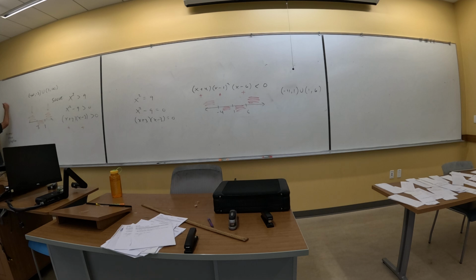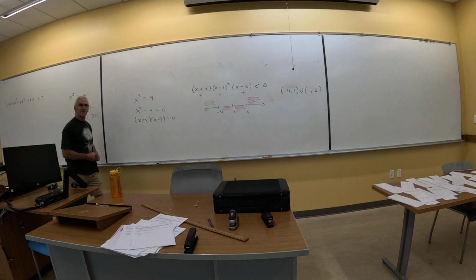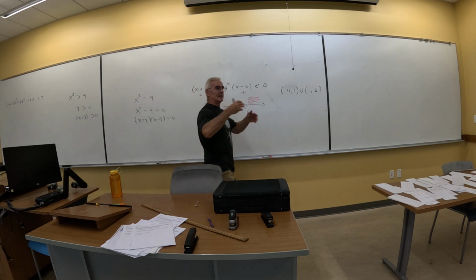Okay, so let's do f of x equals 2x cubed plus 3x squared minus 12x, try it here, plus 7. Now, what I want to do today is not just find the critical values. I want to keep going.